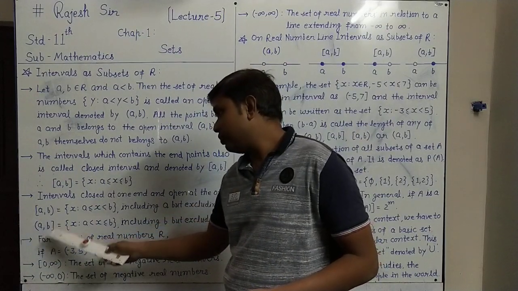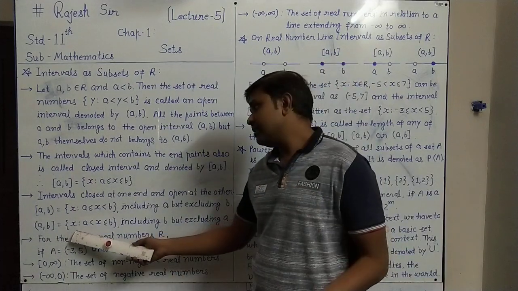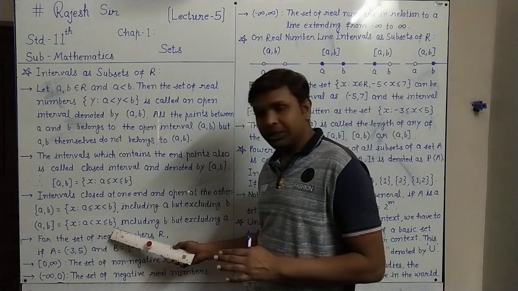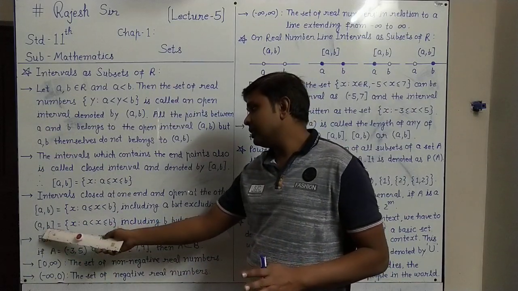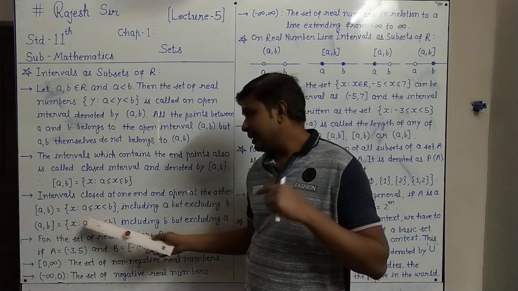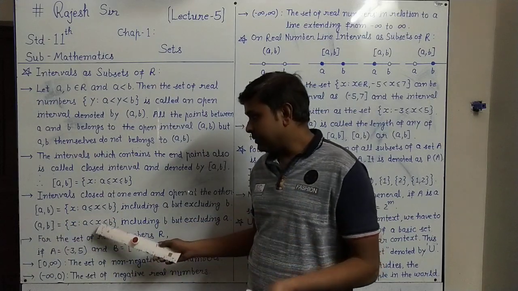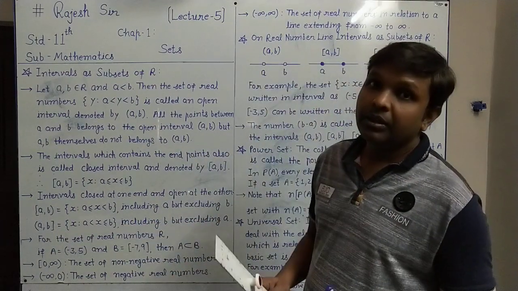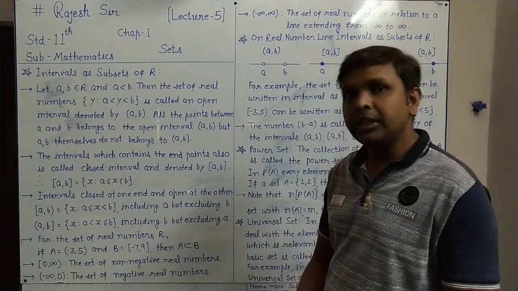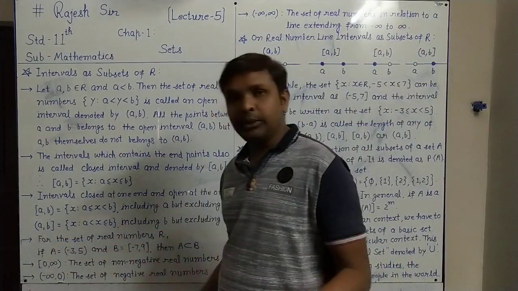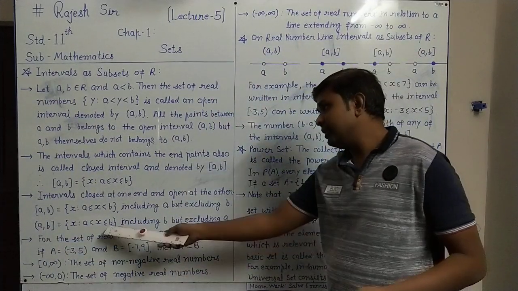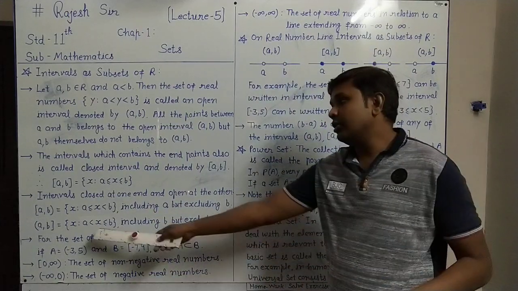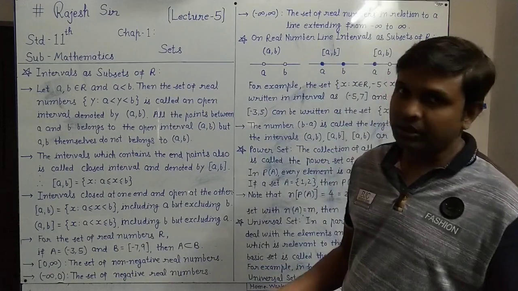Open A, B closed. That means this is the set defined as x such that A is less than x less than or equal to B. All the numbers in this interval will be greater than A and less than B, as well as B also, because on the B side it is closed. So the last endpoint B is included but A is excluded. B is included means B is there in the set, but A is not there. And between A and B all the numbers are there.